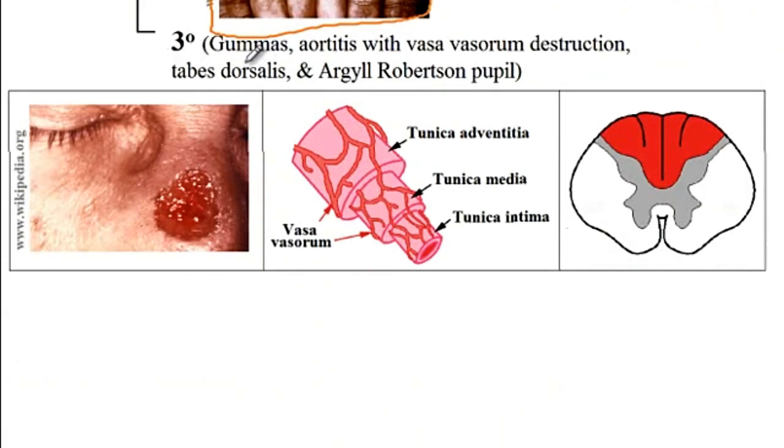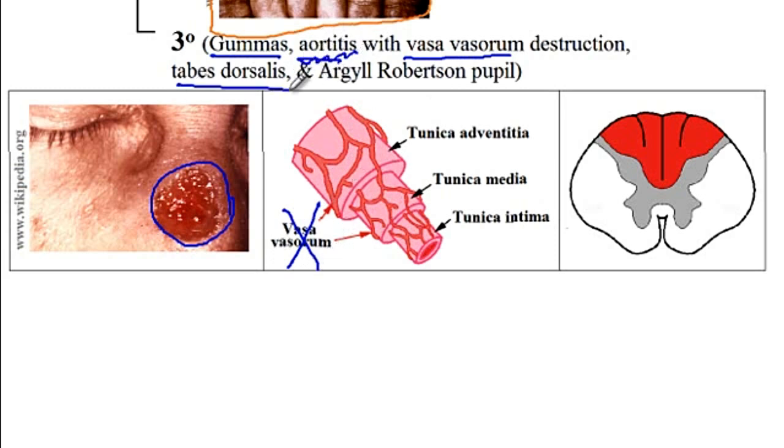And then tertiary syphilis can present with gummas, which is a granuloma that has a central necrosis and surrounding epithelioid cells as well as fibrous tissue. These patients can also present with aortitis due to the destruction of vasa vasorum. So vasa vasorum is a network of blood vessels that supply the walls of large vessels, like for instance the aorta. So once you destroy the vasa vasorum, these patients will develop aortitis.